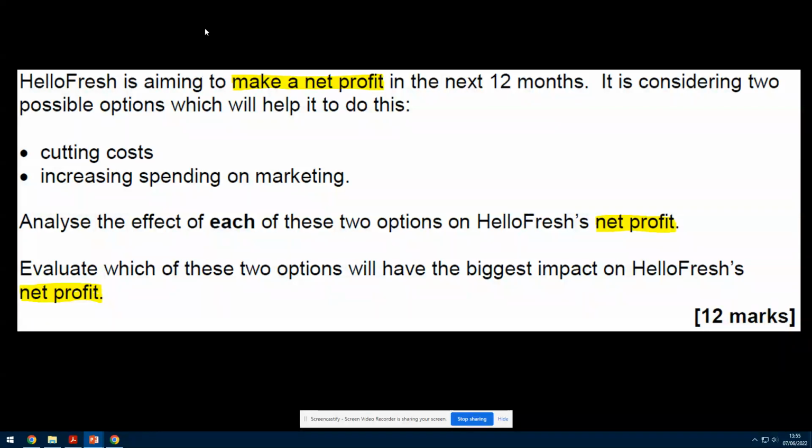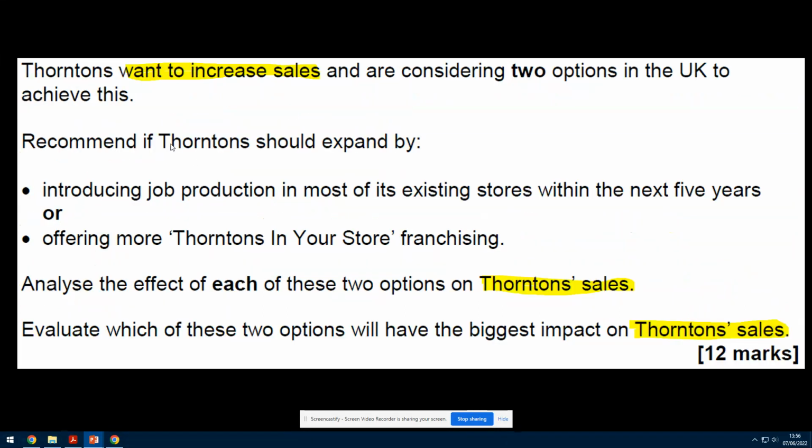This is paper 2 2019. And in this question, we're told that HelloFresh is hoping to make a net profit in the next 12 months. Again, two options: cutting costs or increasing spending on marketing. We need to analyse the effect of each option on HelloFresh's net profit and then evaluate which of the two options is going to have the biggest impact on net profit. So, two very similar questions.